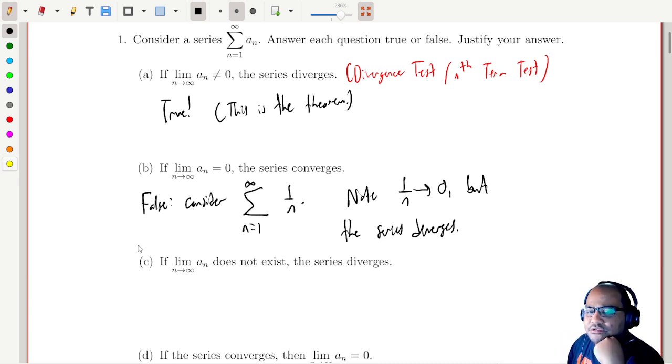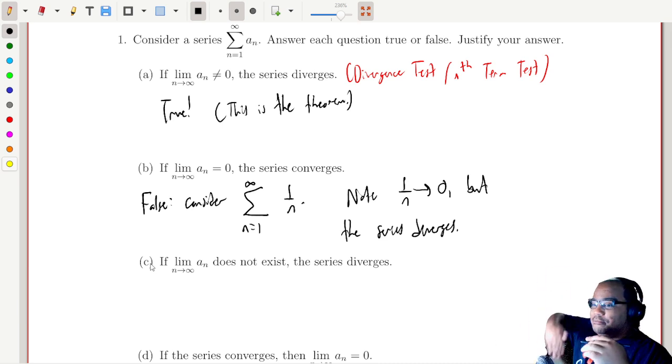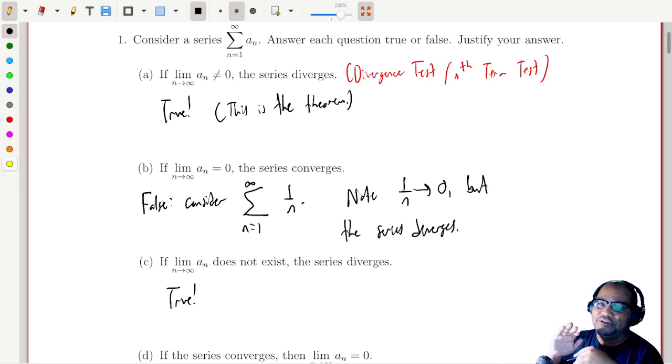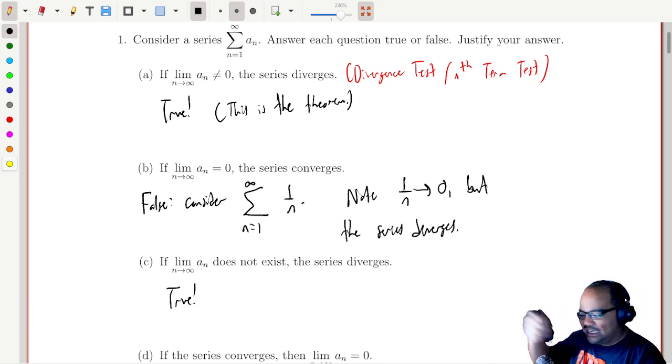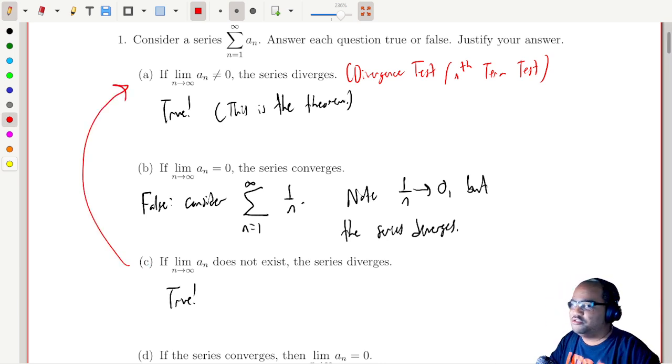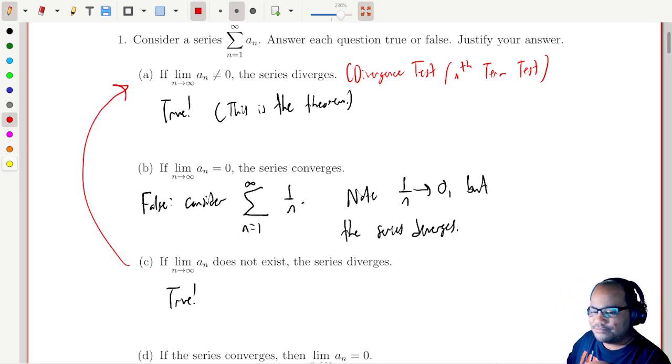Well, let's look at part C then. If the limit does not exist, the series diverges. Well, does not exist means it could go wiggle up and down between bigger and bigger numbers. So this is in fact true. We won't justify that, but again, not zero includes the case where the limit does not exist. It just goes back to part A.